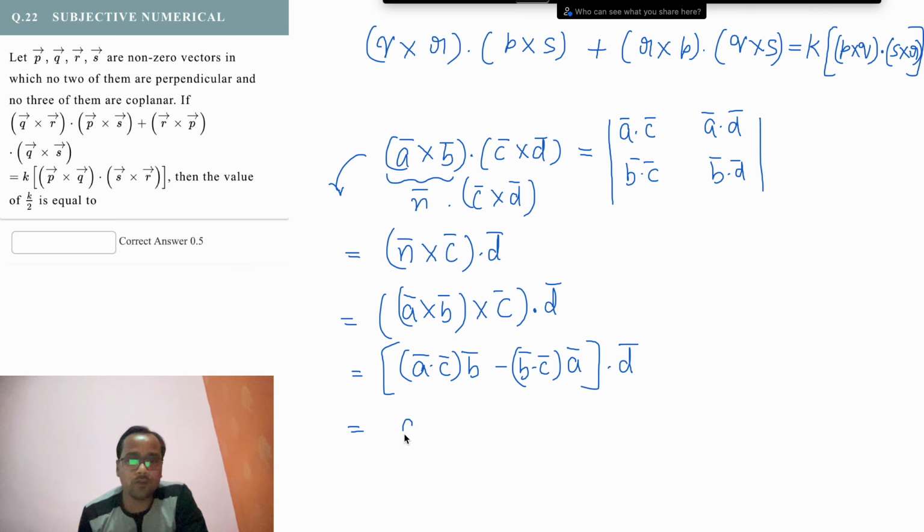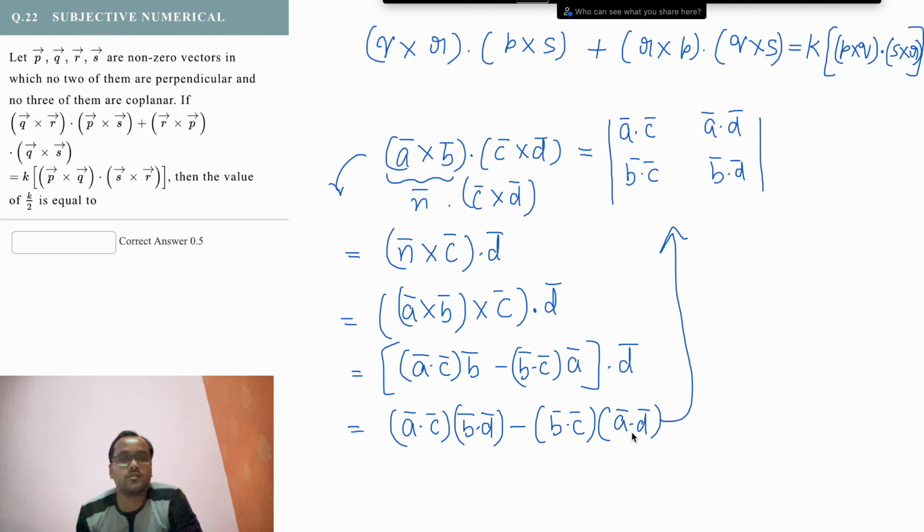So that would give you A dot C, which is a scalar number, because dot product is always a scalar number, into B dot D, minus B dot C, that's a scalar number, into A dot D. You see, this is equal to this determinant: a dot c, b dot d multiplication, minus b dot c, a dot d multiplication. That means this can be written in this way. So if you want to note it down, you can note it.